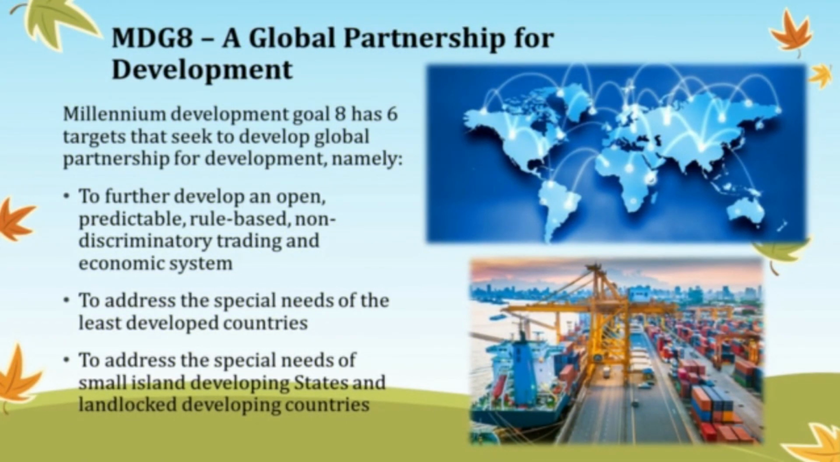Millennium Development Goal 8 has 6 targets that seek to develop global partnership for development. Namely, first, to further develop an open, predictable, rule-based, and non-discriminatory trading and economic system. Second, to address the special needs of the least developed countries. Third, to address the special needs of small island developing states and landlocked developing countries.